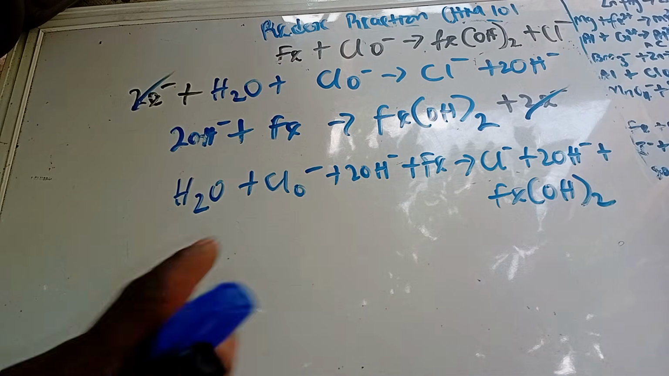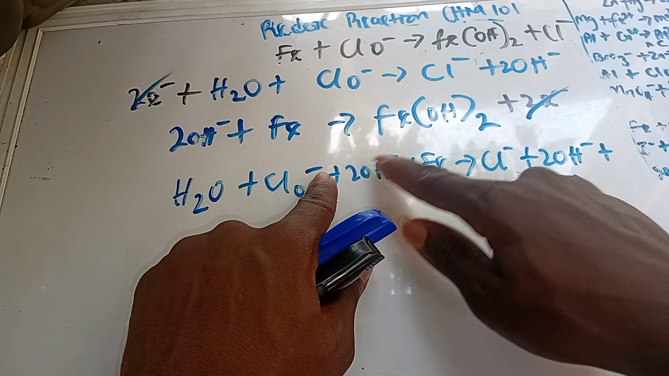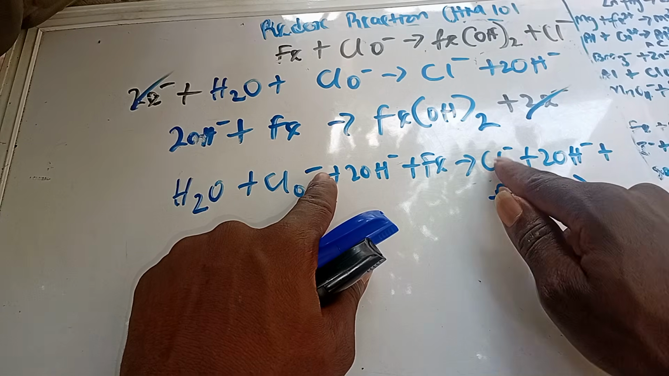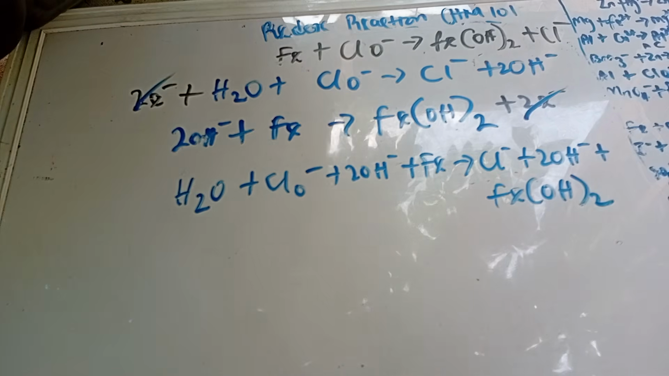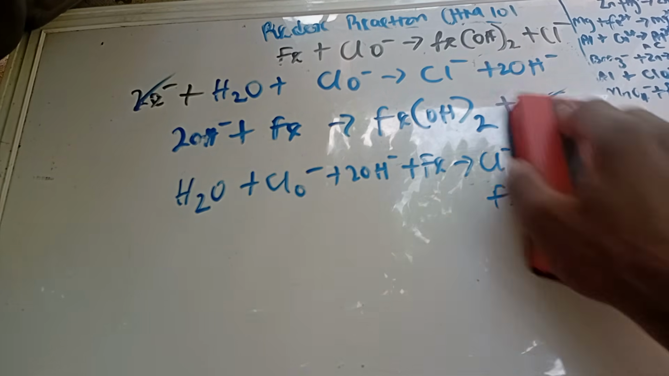Now let's check the charge. Here we have minus one and minus two. Two minus two times minus one, that's minus three, right? Here we have minus one, minus two, that's minus three. So it's balanced already. Now let's do one more question, then I will give you the rest as assignments.